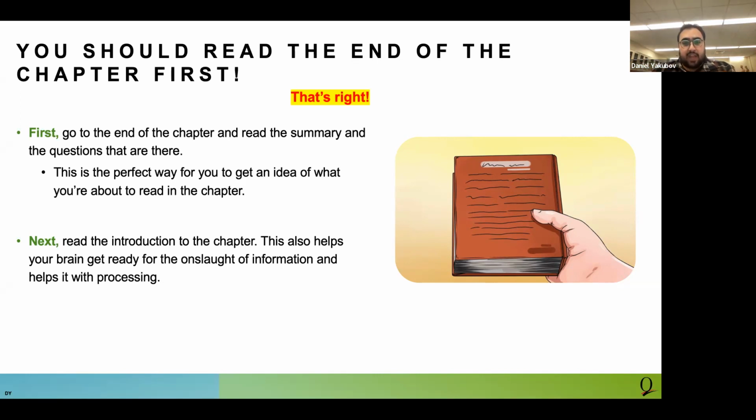Once you read the end of the chapter, then flip back to the beginning of the chapter and read the introduction, okay? And don't skip the introduction. The introduction is very important because it gets you thinking about the ideas that are going to be presented in that chapter, right? An introduction is called an introduction because it's trying to get you acquainted with what you're about to experience, right? So I would not skip over those.